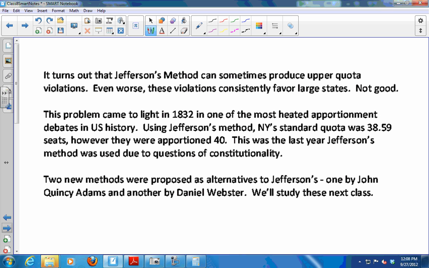So this problem came to light in 1832. It was one of the most heated apportionment debates in U.S. history. Using Jefferson's method, New York's standard quota was 38.59, but they ended up getting 40 seats. This made a lot of other states really mad. They're getting more than their fair share. That was the last year that Jefferson's method was used because people questioned its constitutionality. Two new methods were proposed as alternatives, one by John Quincy Adams and one by Daniel Webster, and we will study those next class.